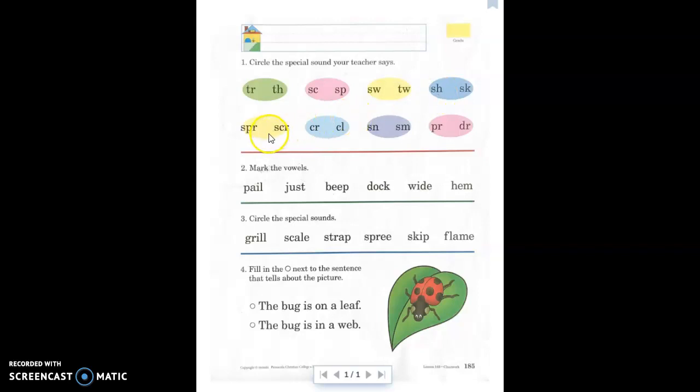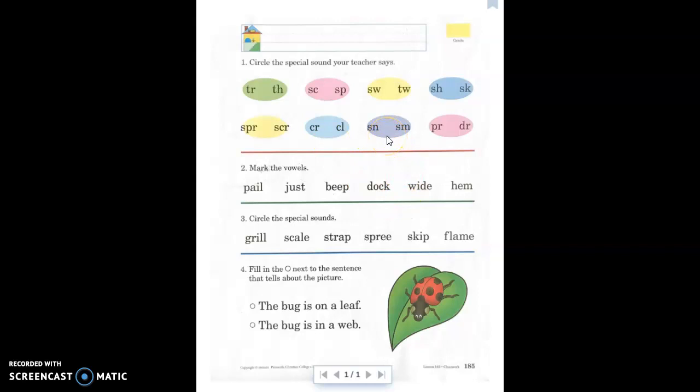Okay, moving down to the yellow oval, I need you to circle the three-letter blend, these both have three letters, that says spr, like in spring. Going to the blue oval, circle the blend that says cl, like in the word cloud.